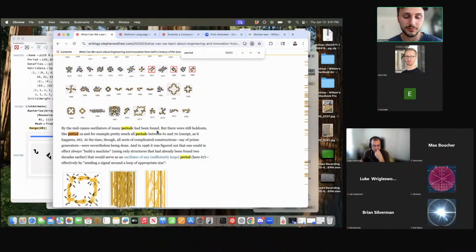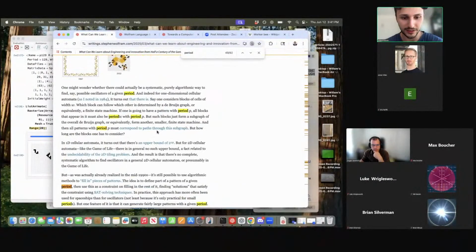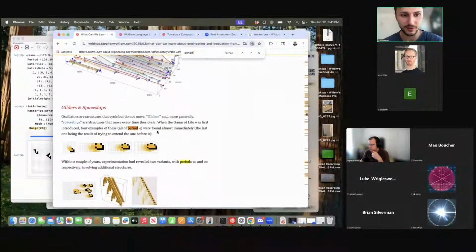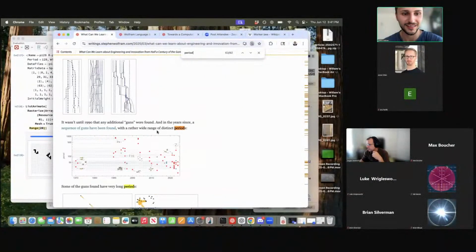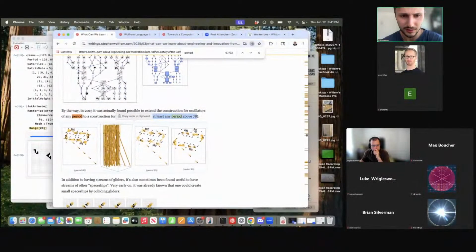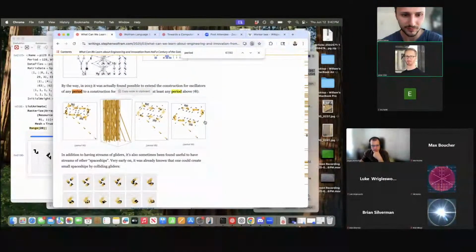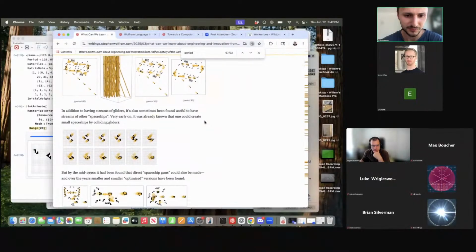Stephen mentions this idea of being able to figure out something about all the possible oscillators. Just looking for it. Maybe this is it: it was actually found possible to extend it for any period to a construction for guns for any period, or at least a period above 78. So that was the threshold that they could do it above. It's more recent than I remembered.